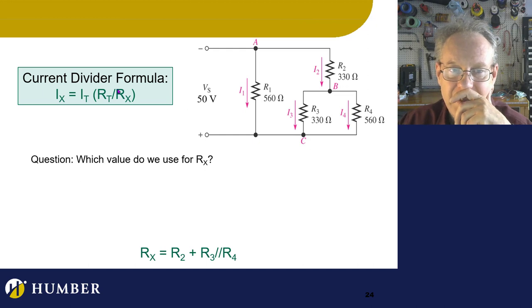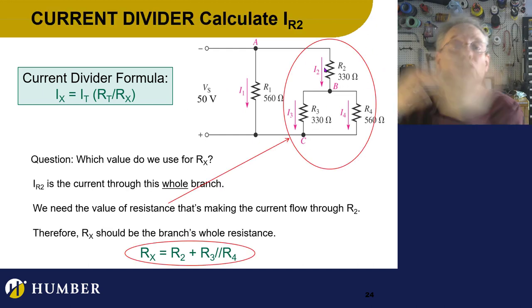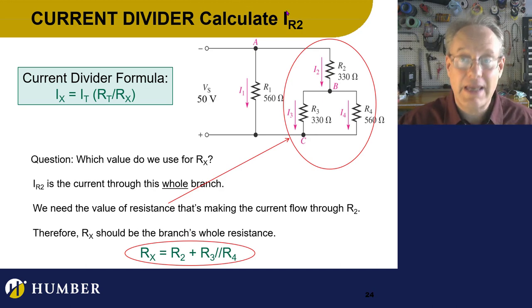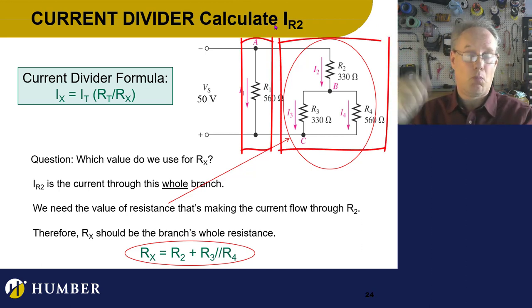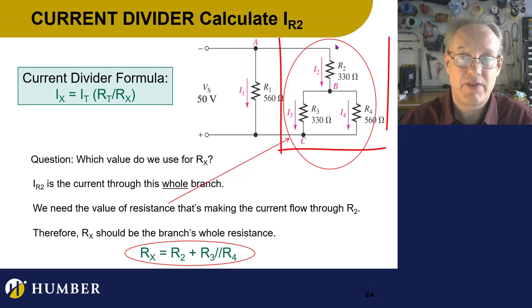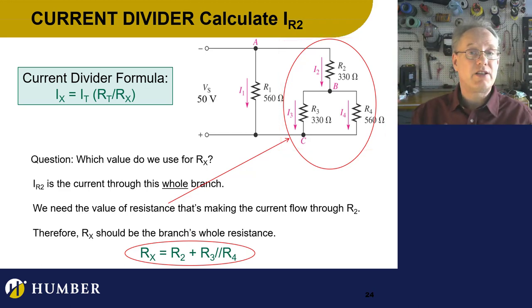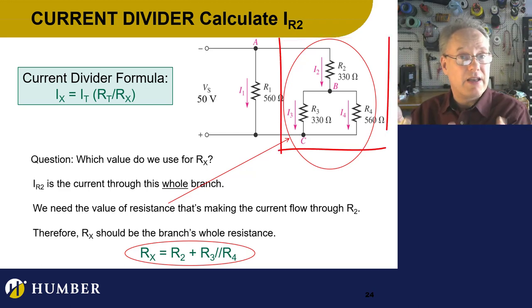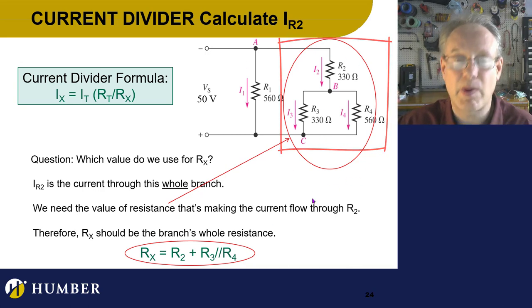So in this case, if I wanted to know the current here, if I wanted to know I2, I want to use the current divider formula to calculate I2. Again, I've got two branches. One is the branch with R1, and the other is the branch that's more complicated, this thing with the circle around it. I need to know the total resistance of the whole thing, plus I need to know the resistance of the branch that is dividing the current. In this case, I need to know the total resistance of this branch.